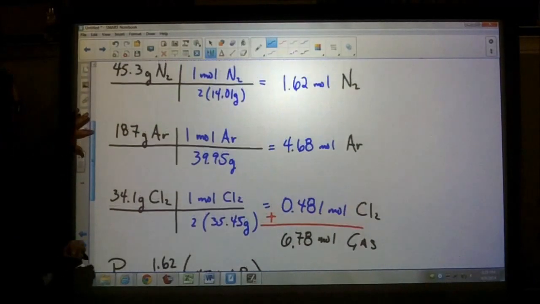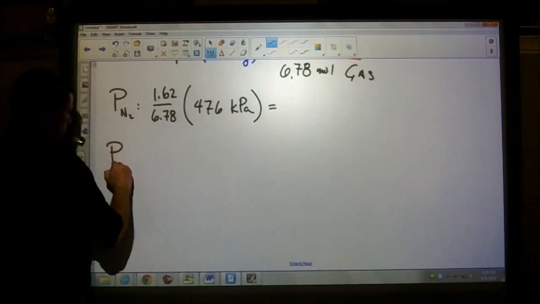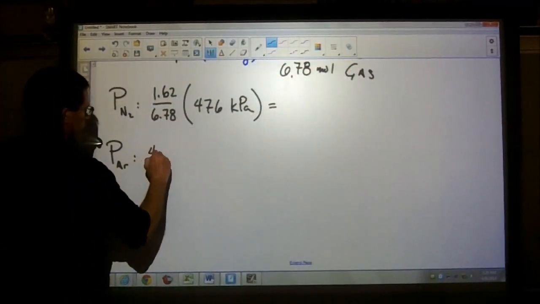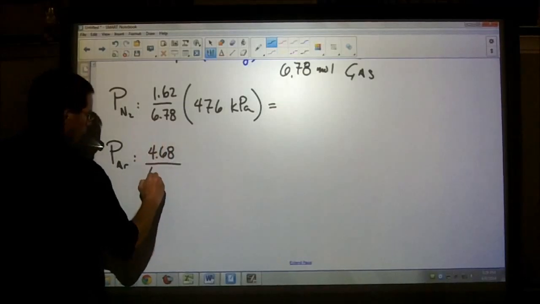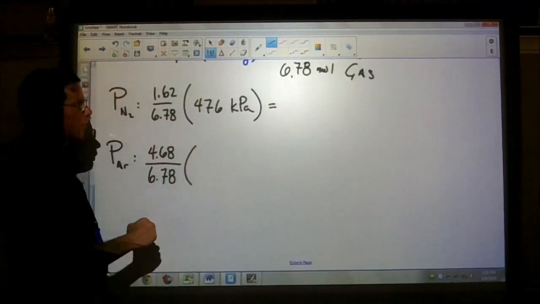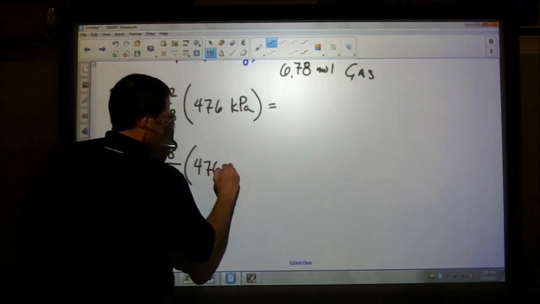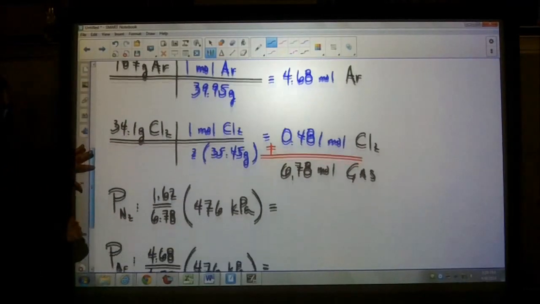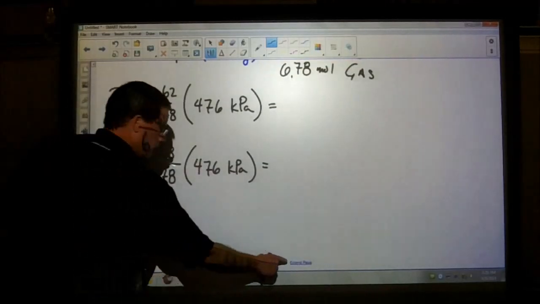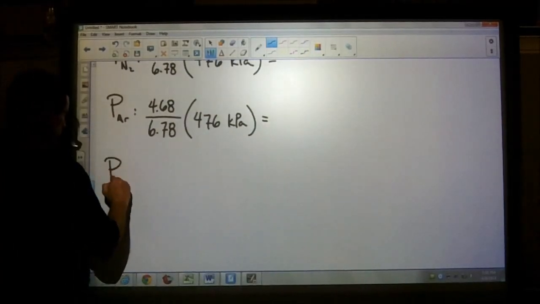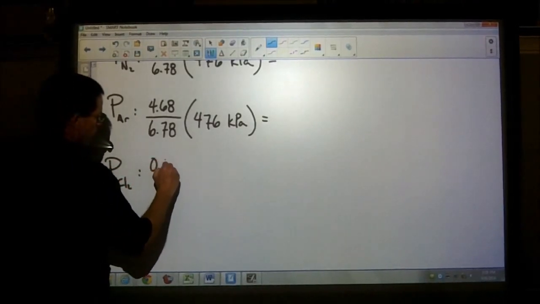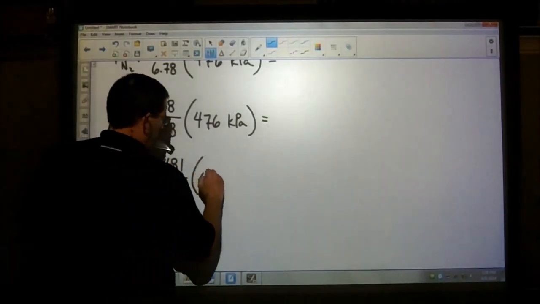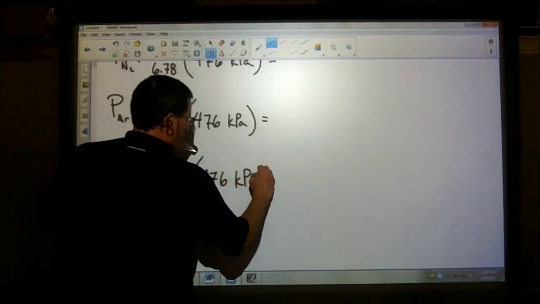And then we'll do the same thing with the argon. So the partial pressure of argon, again, we have 4.68 moles of argon, again, over 6.78 moles of total gas, and I'll multiply that times 476 kilopascals, get a number. And then the last one is the chlorine, which is 0.481 moles. So 0.481 moles over the 6.78. And we'll multiply that times the 476 kPa. And let's get some values.